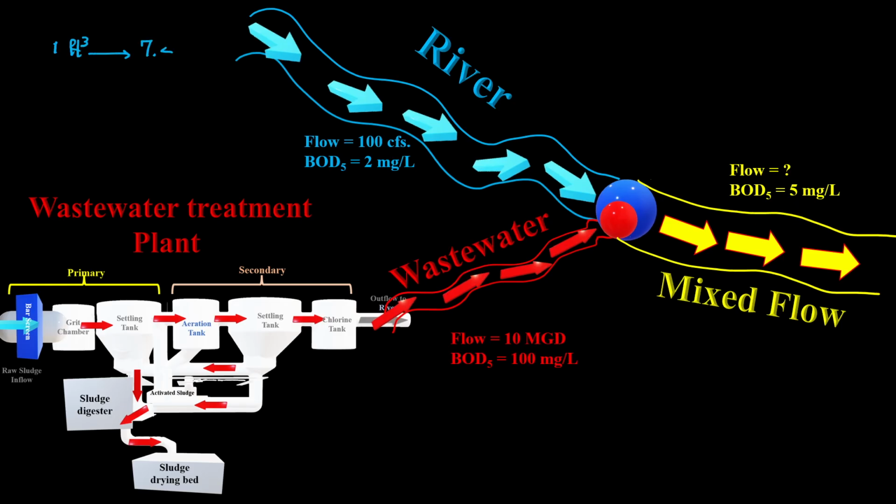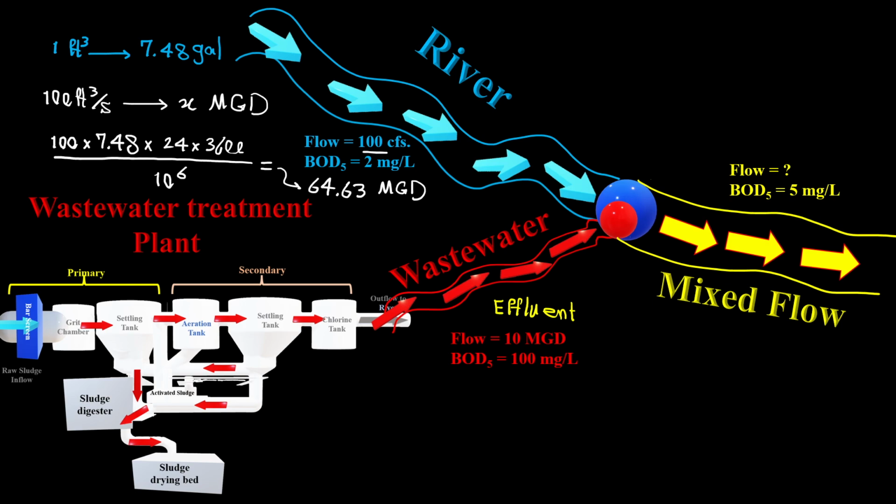So first of all, we want to convert both flows to mgd, million gallon per day. For 100 cubic feet per second, we know that 1 cubic foot is equal to 7.48 gallon. If you don't know that, you can find it in the conversion table in your reference. After converting, 100 CFS is equal to 64.63 million gallon per day.